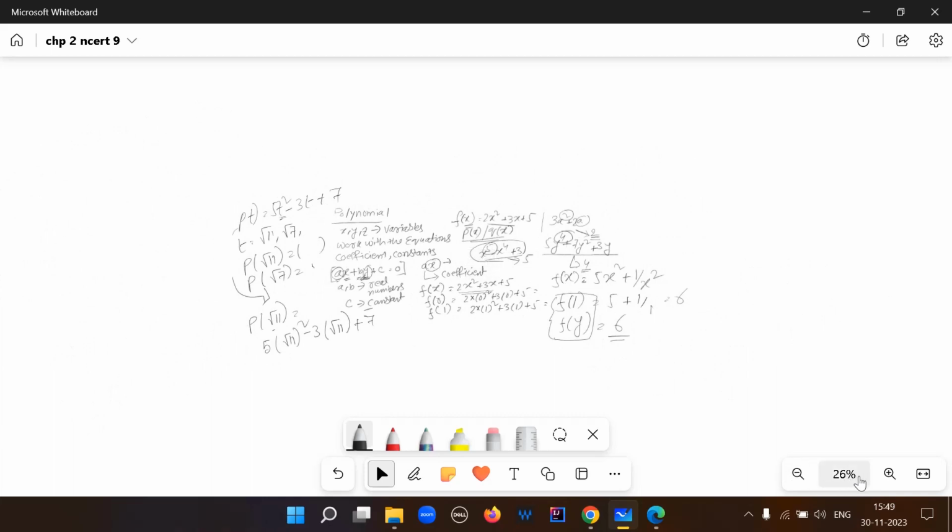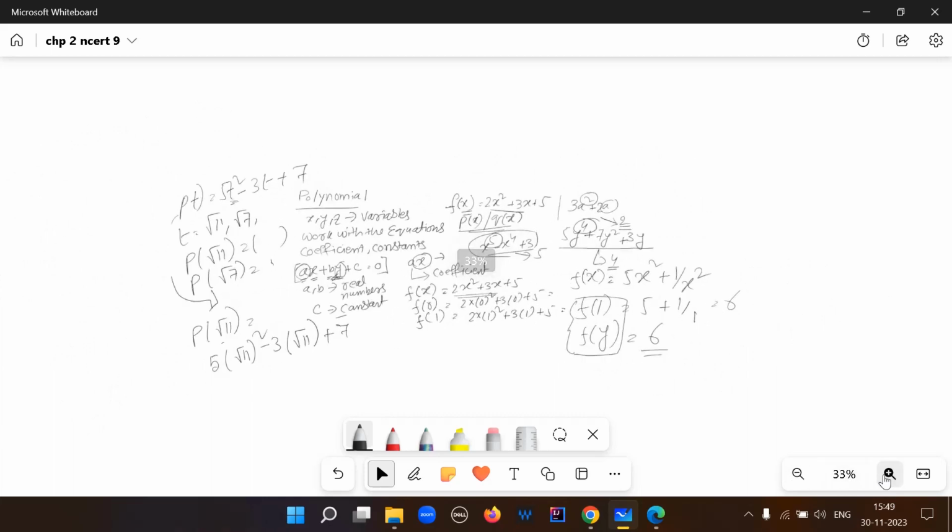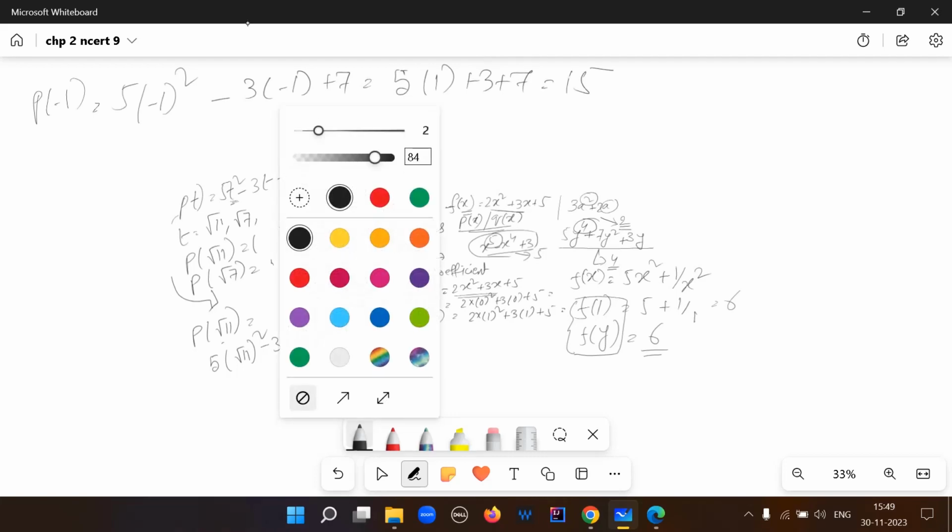Maybe they ask for minus 1. If it asks you for minus 1, then what will you do? See, if it is p of minus 1, then what is p of minus 1? 5 into minus 1 square minus 3 into minus 1 plus 7. That is the value. 5 into 1 plus 3 plus 7 is 15. It is the value.